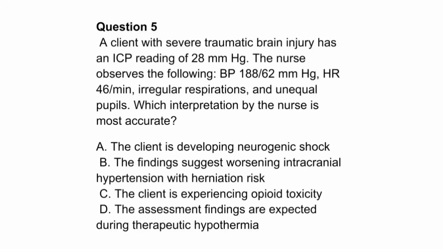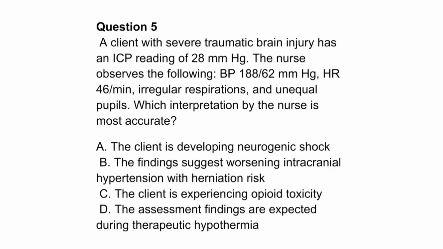Question 5. A client with severe traumatic brain injury has an ICP reading of 28 millimeters of mercury. The nurse observes the following: BP 188/62 mmHg, HR 46 per minute, irregular respirations, and unequal pupils. Which interpretation by the nurse is most accurate?